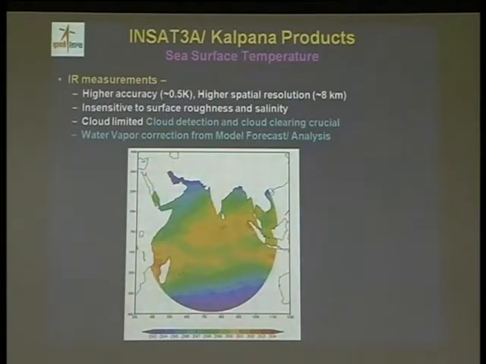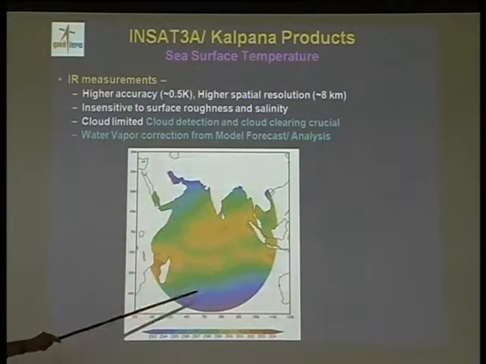So this is another product, sea surface temperature. This is a very important boundary parameter for different models. Right now we have only a single channel, thermal infrared, in INSAT-3D and Kalpana. Because this requires some water vapor correction to arrive at an accurate estimation of SST, we take that water vapor information from global forecast, and then we developed an algorithm where from thermal infrared radiances we can compute SST.